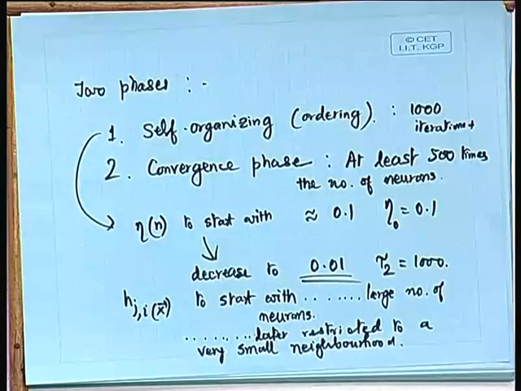But 16 is a small number. For many practical applications, we require a much larger topology, as the lattice size is normally quite large for typical problems. As you increase the topology size, the convergence phase will require more and more iterations. For the convergence phase, eta n starts with a value of the order of 0.01, and generally it is maintained there, because we do not normally decrease eta n in the convergence phase, and the value is already quite low. But h of j I, if to start with we have a small neighborhood, then as the convergence phase progresses we may like to narrow it down further, maybe restricted to the winning neuron itself. This is what people do from the practical consideration.